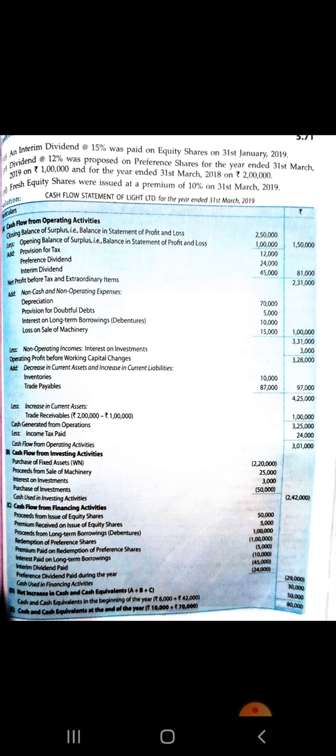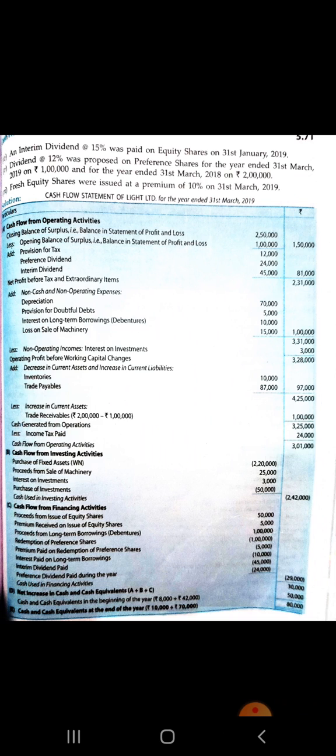Securities premium is an inflow of cash. Securities premium is the extra amount received on the issue of shares. Inflow. Premium on redemption is the extra amount paid or payable on the redemption of shares and debentures. Premium on redemption. That is an outflow of cash.